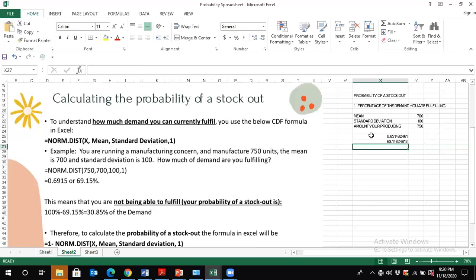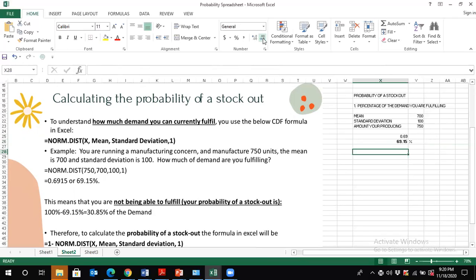And usually the questions are going to ask you to round everything to 2 decimal places. So there we go, and that is the answer. So this is pretty much the amount of demand that I am currently fulfilling. Okay. And this is a percent.